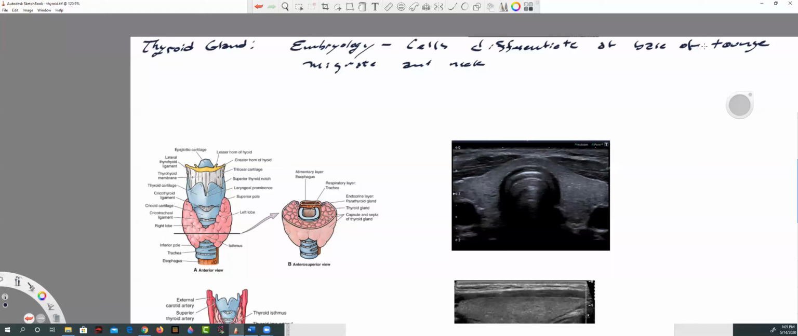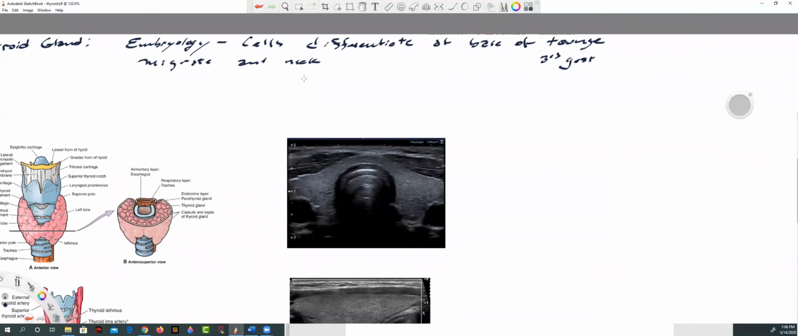Cells differentiate at the base of the tongue. So early on in embryology, what is that? Oh, that's like the third gestational week. Let's write that. Third gestational week. That's when the cells start to become the future thyroid. And then they migrate. I think that was in the 5th week, but anytime we get migration of cells to the anterior neck, we get mistakes.